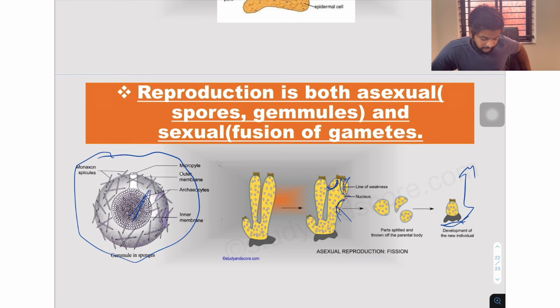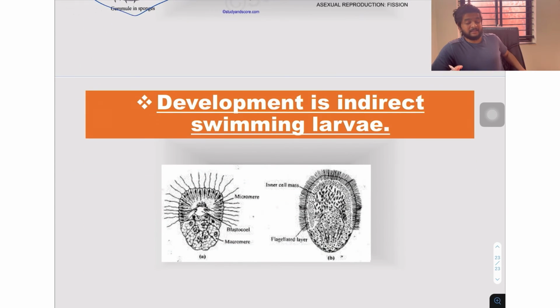Then development is indirect. What I mean by indirect development is a type of development where the new organism formed after birth has two stages: one is the larval stage and another is the adult stage, where the larval stage does not look similar to its parents. These larval stages have cilia or flagella for movement, and they move from one place to another. When they get a suitable place, they attach to the substratum and become sessile. During development, the larva is swimming, whereas the adult is sessile.